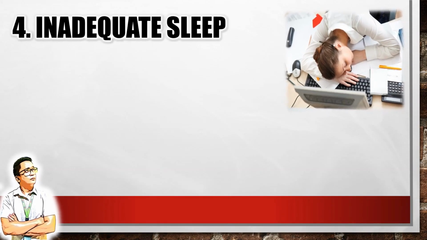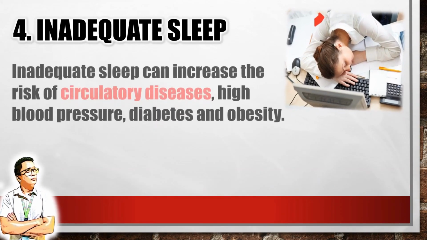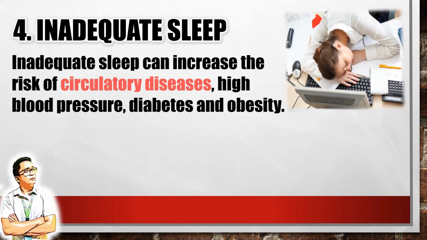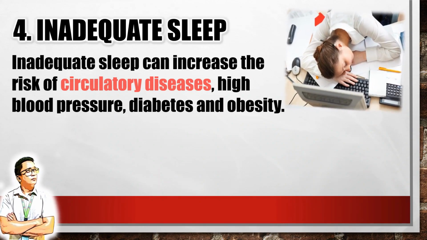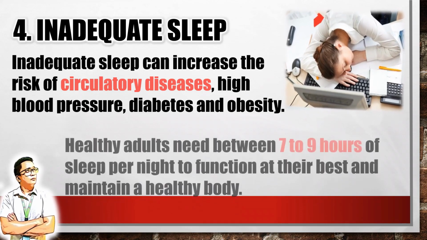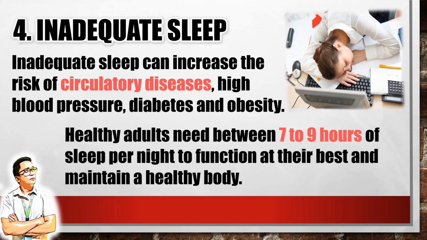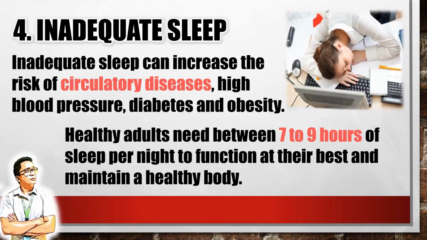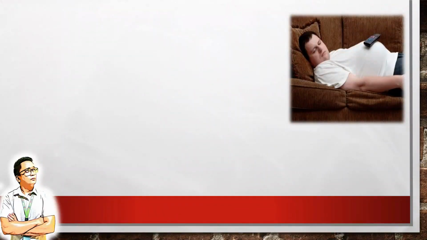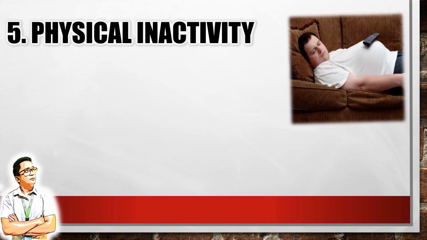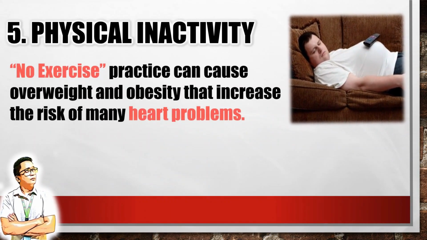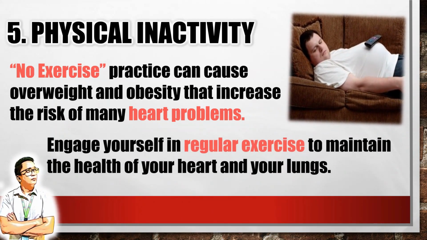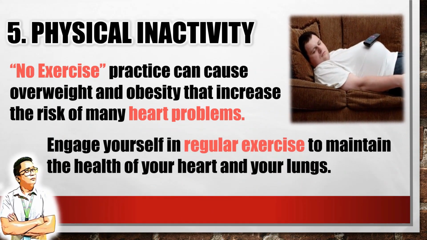Number 4. Inadequate sleep. Inadequate sleep can increase the risk of circulatory diseases, high blood pressure, diabetes, and obesity. Healthy adults need between 7 to 9 hours of sleep per night to function at their best and maintain a healthy body. And number 5 is physical inactivity. No exercise practice can cause overweight and obesity that increase the risk of many heart problems. Engage yourself in regular exercise to maintain the health of your heart and your lungs.